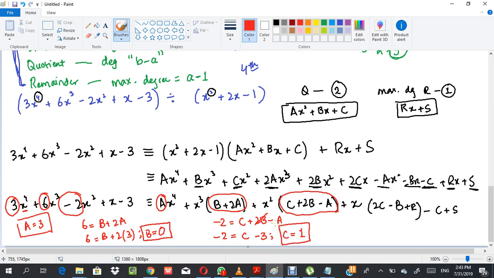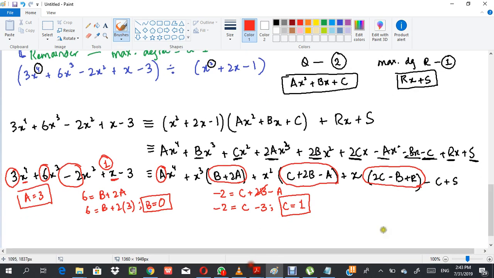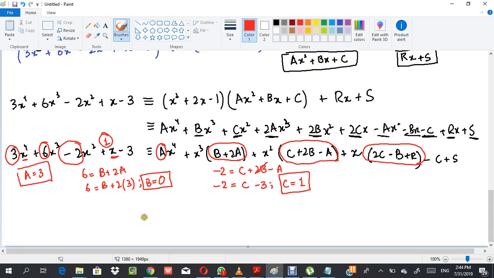Now let's come to the linear term. For x here, the coefficient is 1. So this 1 will be equated to this whole thing right here. So we get, I'll just go down a bit. Right, so we get 2c take away b add r, this whole thing is equal to 1, b is 0, c is 1, so this becomes 2, and r would become negative 1.